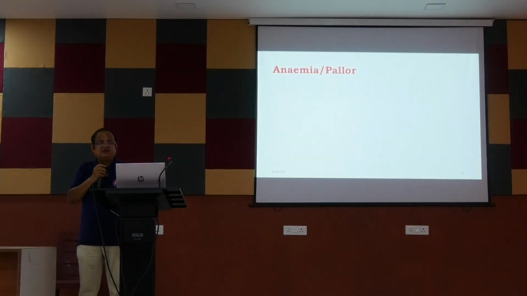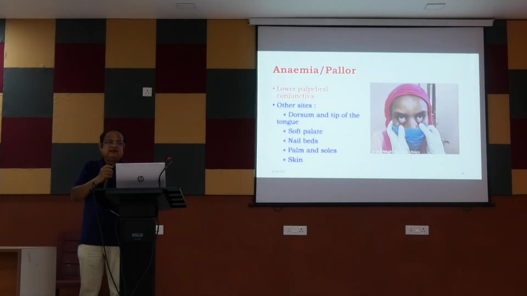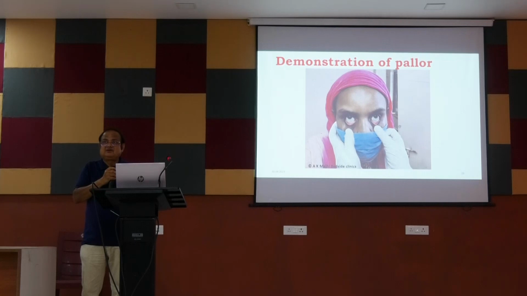And anemia and pallor. I think you will learn in medicine and also in our OPD. I have shown how to see the anemia and pallor. I am not going into detail. That is the lower palpebral conjunctiva. Ask the patient to look upwards, and like this you see the pallor.